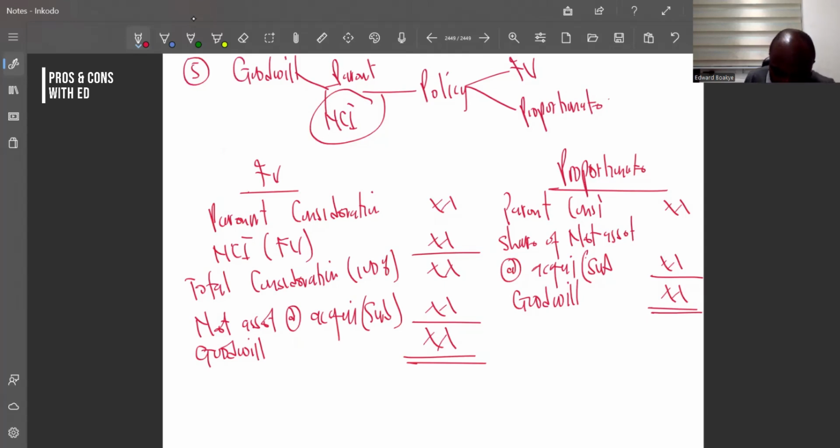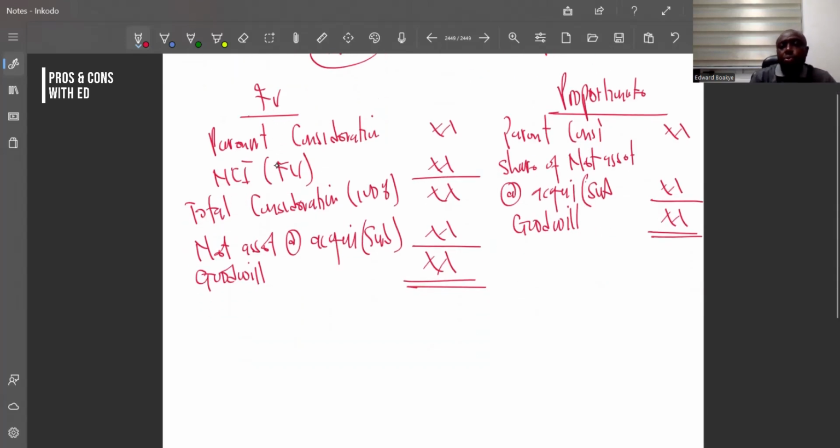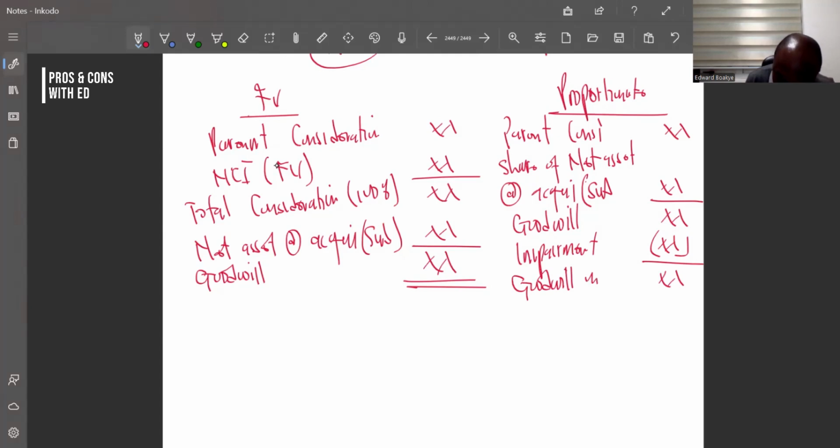Then in that case, what we should have in mind is that because it's a goodwill, goodwill can be impaired. Goodwill is an asset, so it can be impaired. Once it is impaired, anytime there's an impairment, where the policy is proportionate, then that impairment only belongs to the parent. So if there's an impairment, we will just subtract the impairment. Then we get the actual goodwill on consolidation.